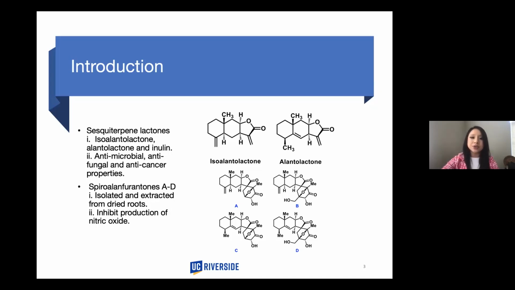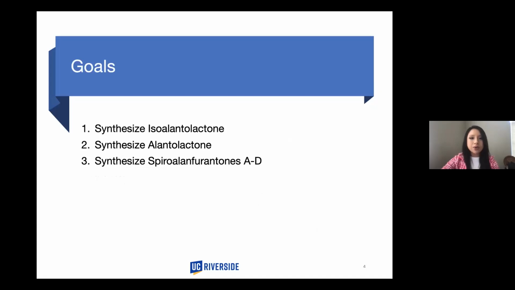However, it's a challenge to isolate and extract these specific spirolan furantones naturally from the plant, just because it is time consuming and we only get low yields. So our goal is to be able to synthesize these spirolan furantones. And in order to do that, we need to create its precursors of isoallantalactone and allantalactone.